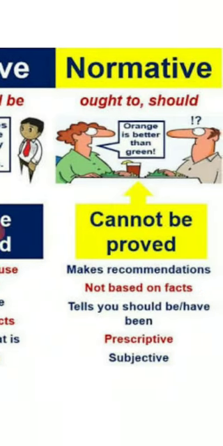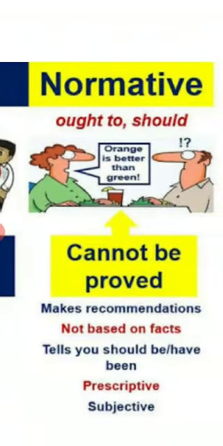Now let's move to normative economics. What is normative? It is related with what ought to be and what should be. So we do not have facts and figures to base this on. These are just based on recommendations.